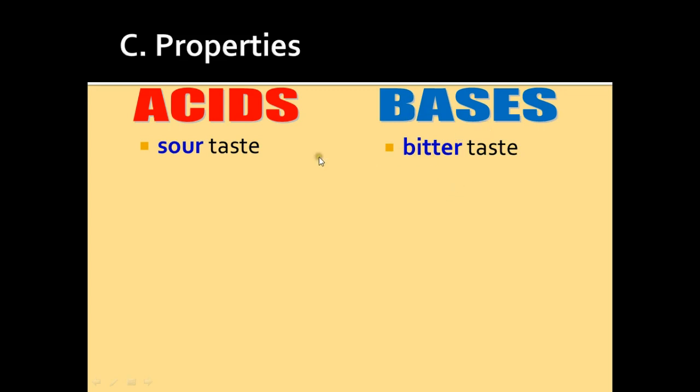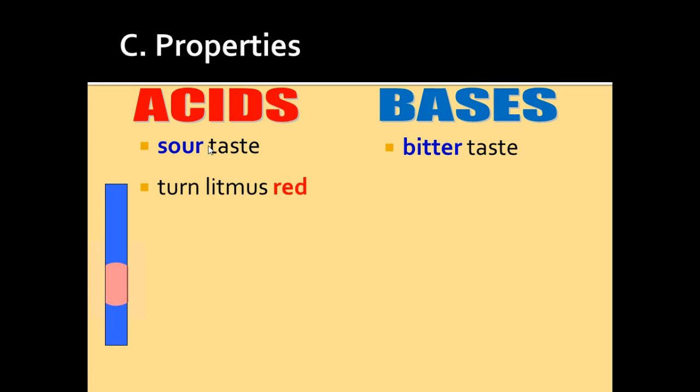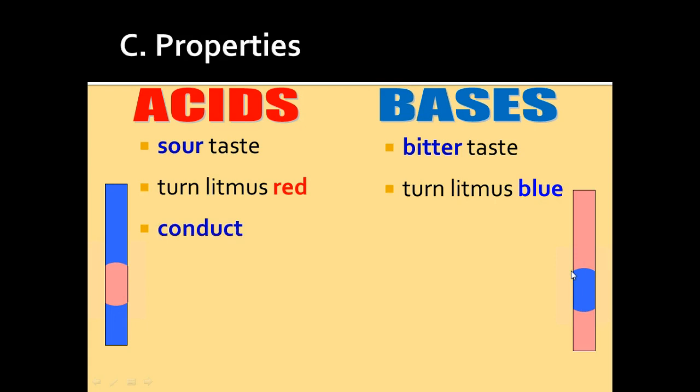And then back to acids. Acids turn litmus paper red. Litmus paper is just an indicator, and we'll talk more about that. When we dip it in acids, it reacts with the paper and changes color, and it turns red. Bases, on the other hand, turn it blue. So if we dip litmus paper into a base, it reacts and turns blue. And both of them conduct electricity fairly well.